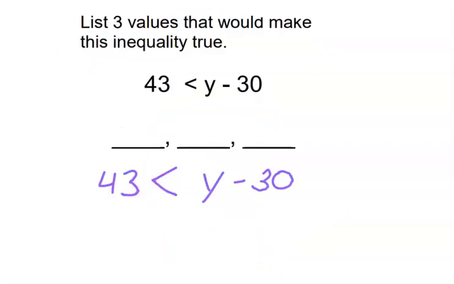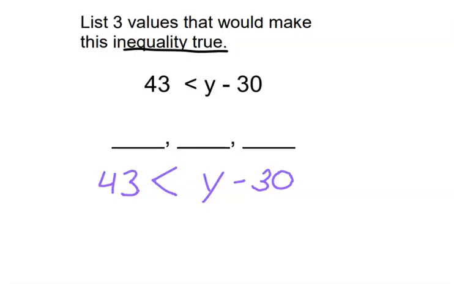List 3 values that would make this inequality true. All right, so let's look. On this side, we have a y and a negative 30. We have to get the y by itself. So if you have a negative 30 or a debt of 30, how would you get out of that debt? Well, you would add 30 to both sides.